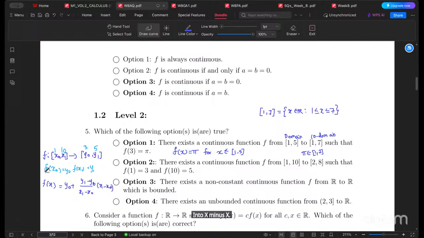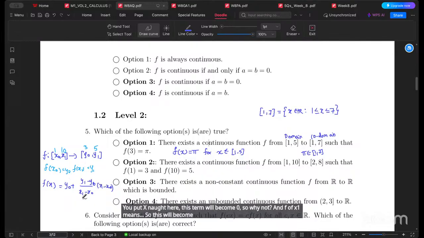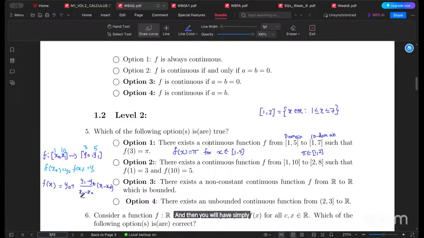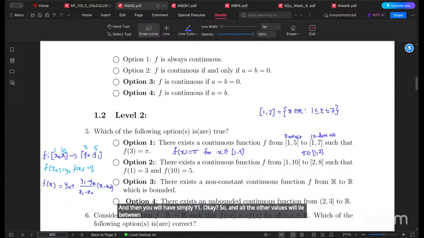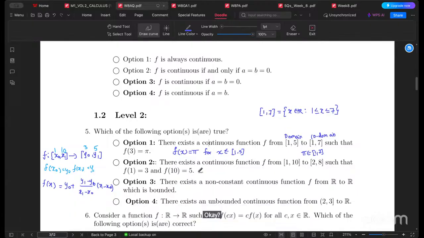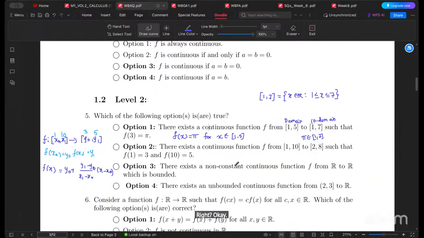You can clearly see that f(x0), if you put x0 here, this term will become 0, so we get y0. And f(x1) means this will become x1, and this and this will get cancelled out, and then you will have simply y1. And all the other values will lie between y0 and y1. Okay, very good. So these are based on intuitions, right? Okay, what about option 3?